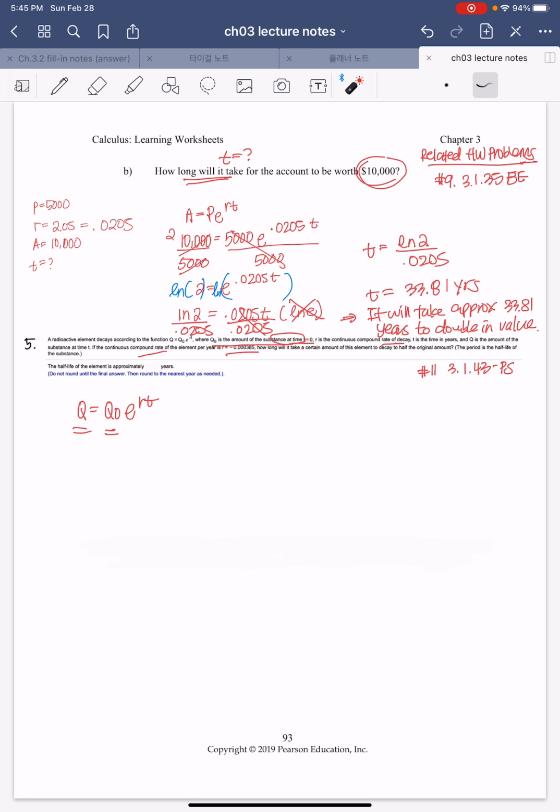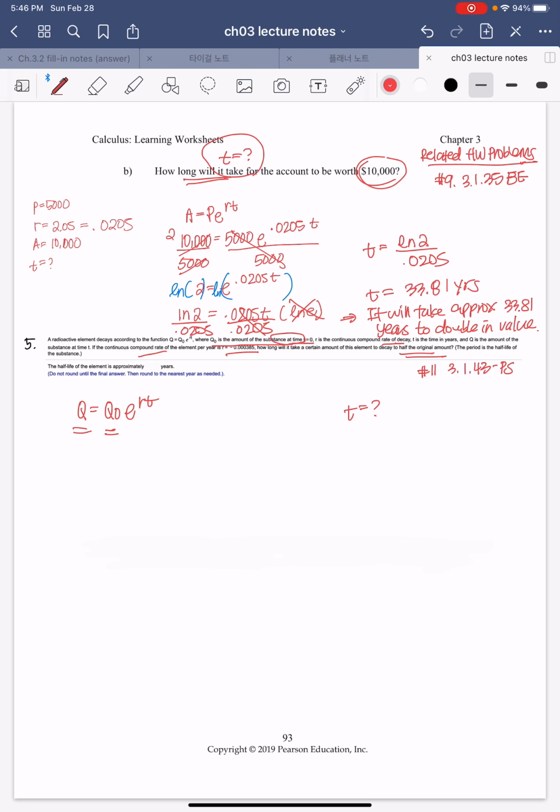Here's the main question. How long will it take? So I am asked to find T. These are things that you want to do: take note of everything they give you. How long will it take a certain amount of element to decay to half of its original amount? So here's the key: whatever the original amount, I want half of it to remain. So very similar to letter B, we did practice solving for T.